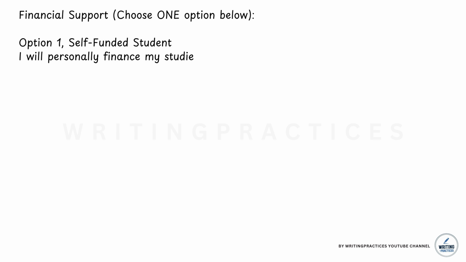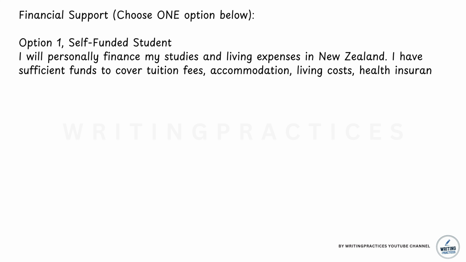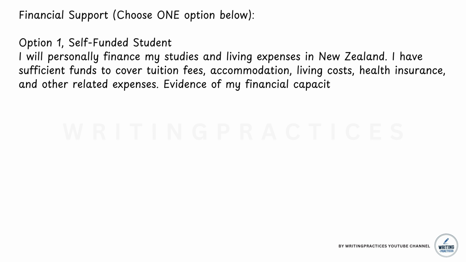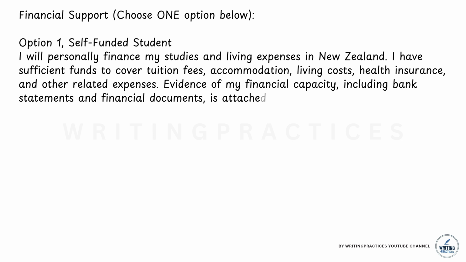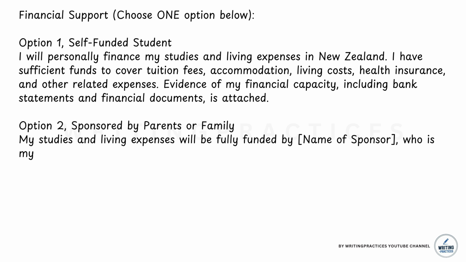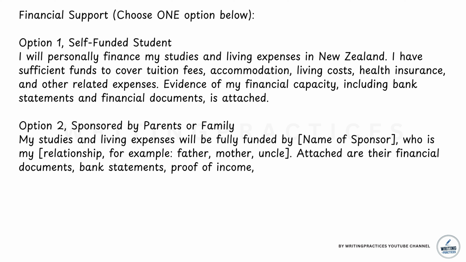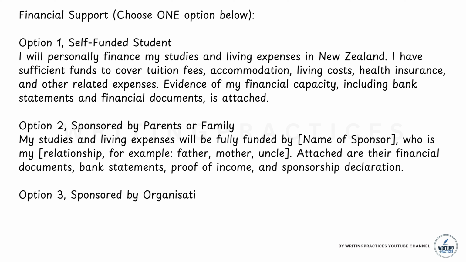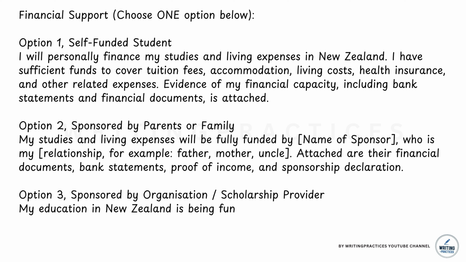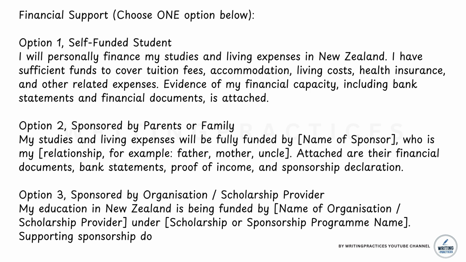Financial support. This is one of the most important parts of the application. Choose one option depending on how your studies will be funded. If self-funded student, write, I will personally finance my studies and living expenses in New Zealand. I have sufficient funds to cover tuition fees, accommodation, living costs, health insurance, and other related expenses. Evidence of my financial capacity, including bank statements and financial documents, is attached. This option shows that you have enough personal financial resources.